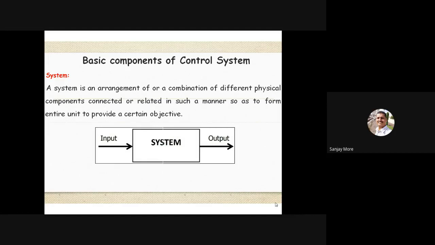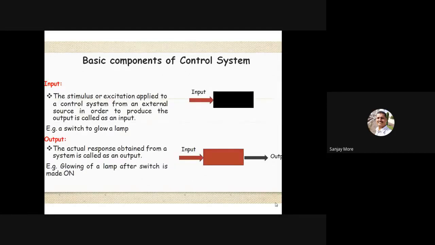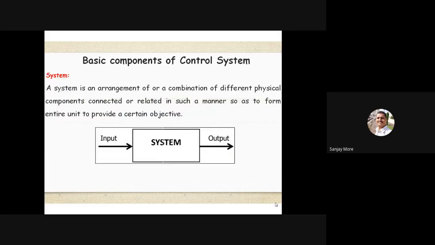Certain objective. Okay. And the third component is output. The actual response obtained from a system is called output. For example, the glowing of a lamp after the switch is made on. So this is an example of a control system.